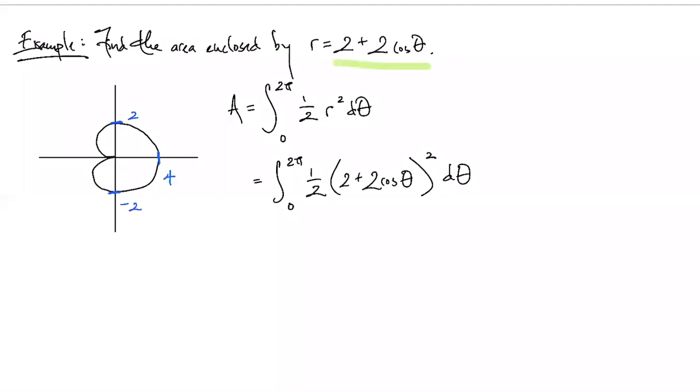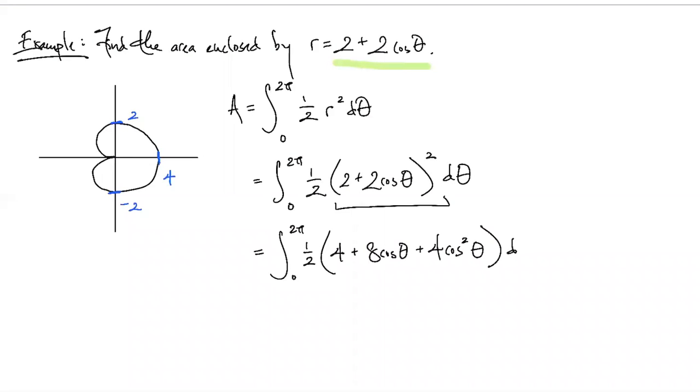Okay, but at this point, what we can do is use what we know about arithmetic and kind of FOIL out from here. So we're gonna leave this 0 to 2 pi, we're gonna leave the 1/2, and when I FOIL out this part, I'm gonna get 4 plus 8 cosine theta plus 4 cosine squared theta d theta.